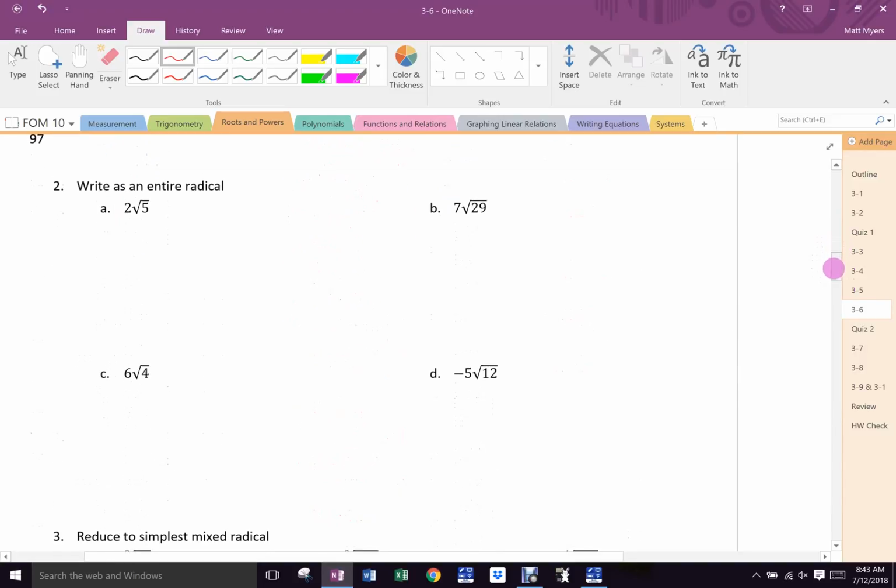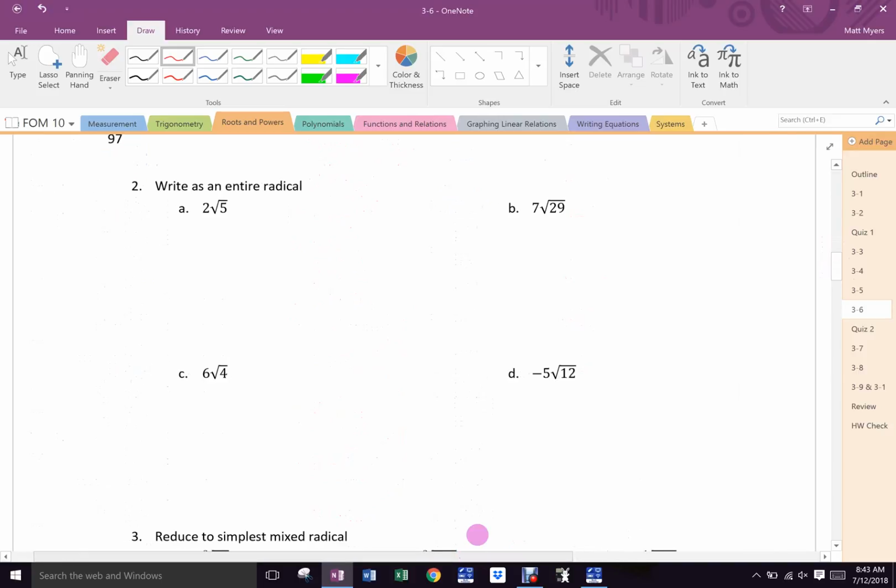Turn the page over. Now, write as an entire radical. What does that mean? What is an entire radical? How does it look? It's just got the square root sign with something underneath. So this one has a coefficient. I'm not allowed to have that coefficient. If there is a 2 out here, how many 2's had to be under there? 2 of them. So this is really the root of 5 and then 2 2's. What math are all those numbers sharing?